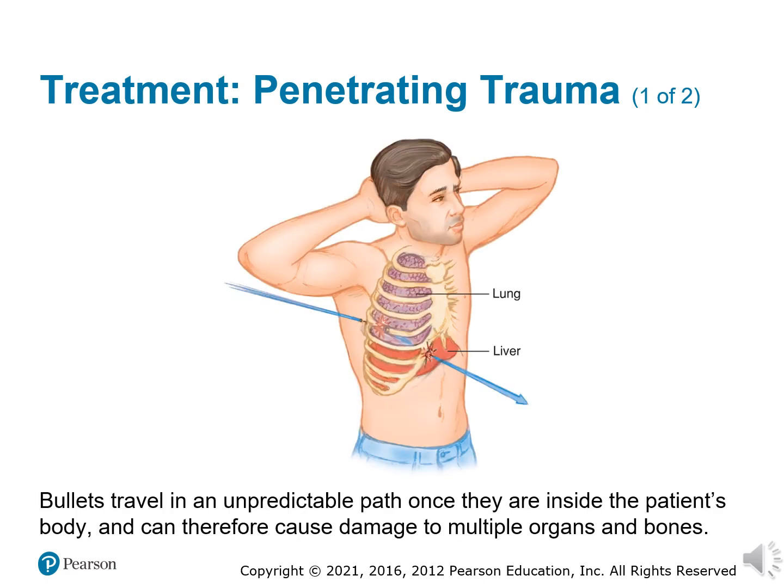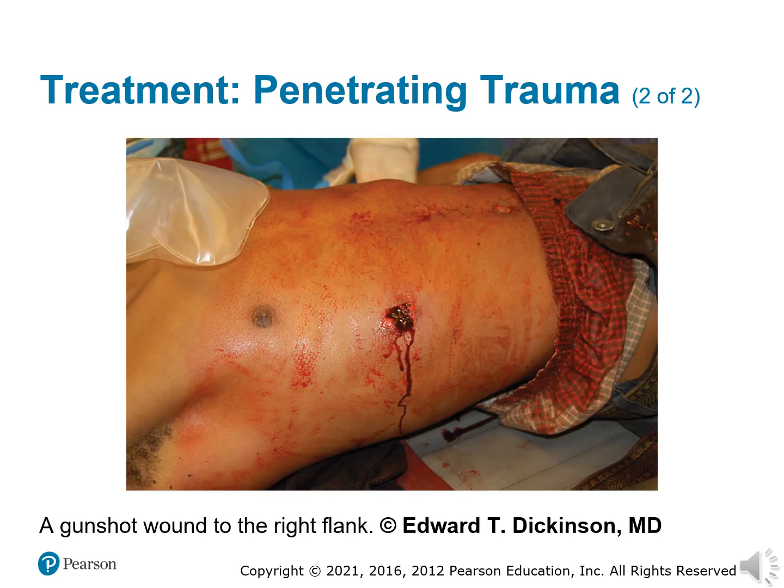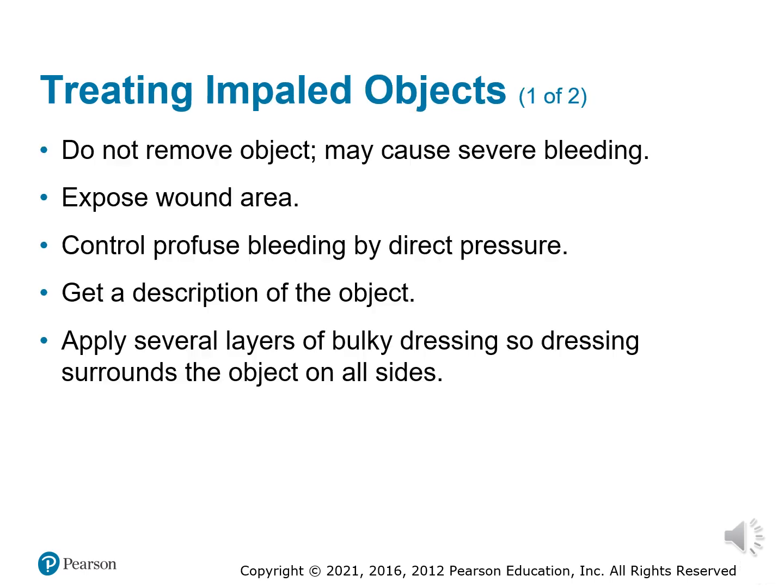So remember in your treatment that bullets travel in an unpredictable path once they are inside the patient's body, and they can therefore cause damage to multiple organs and bones. Here you will see a gunshot wound to the right flank. So think about where that bullet could travel and the organs and the internal injuries that that bullet could cause.